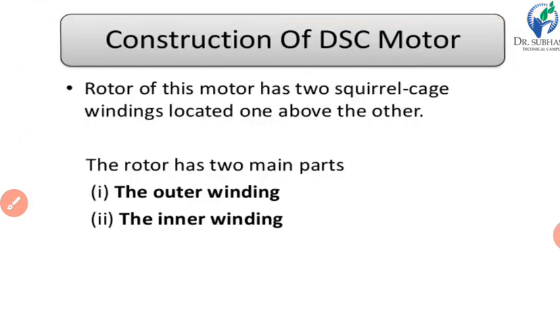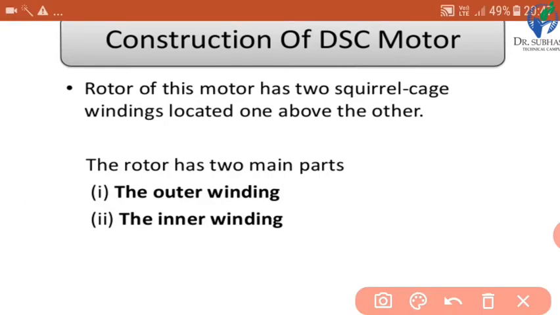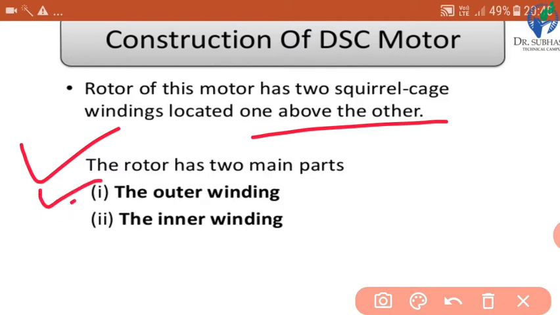Now, construction of the double squirrel cage motor. The rotor of this motor has two squirrel cage windings located one above the other. We have already seen that the stators of these two motors, single cage and double cage, are almost the same, but the change is on the rotor side. The rotor has two main parts: one is the outer winding and the other is the inner winding.